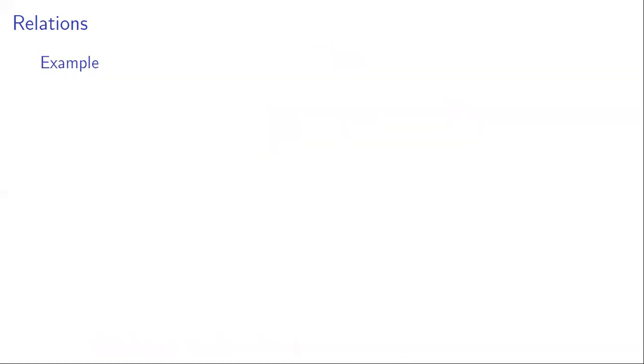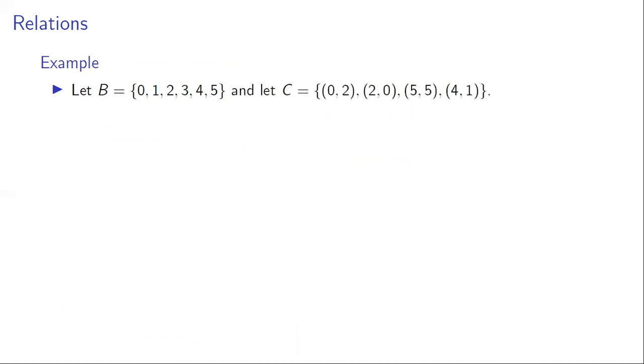Let's see another example of a relation. Let's say we have a set B, containing 0, 1, 2, 3, 4, and 5. And let C be the following set, which has 4 ordered pairs in it.